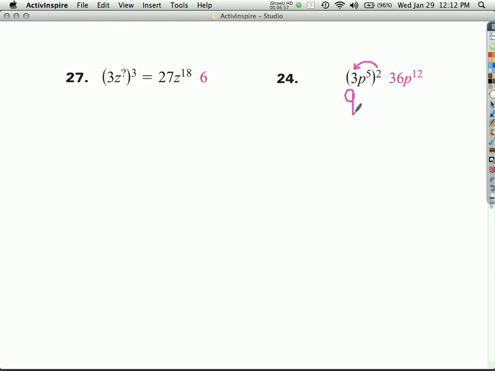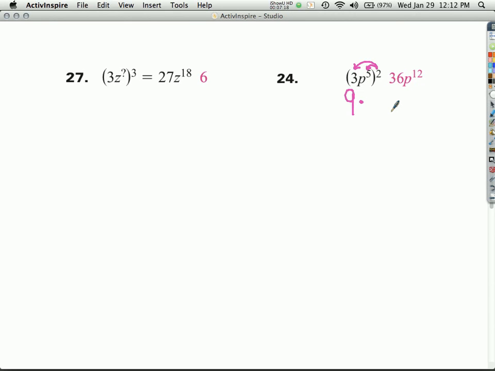Watch what I'm going to do. 9. I'm going to put a multiplication dot, because some of you are struggling because you're lumping things together when you need to view them as slightly separate. Now I'm going to do p to the 5th to the 2nd. Now I have to look up the property, power of a power.